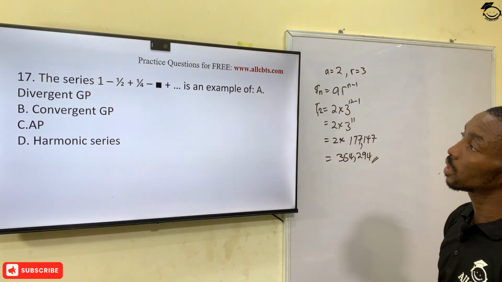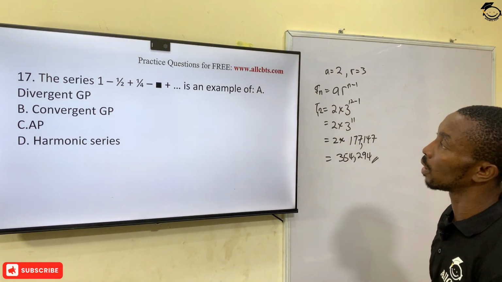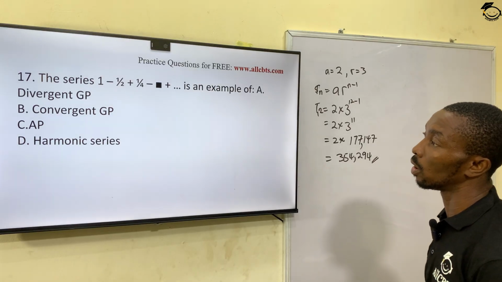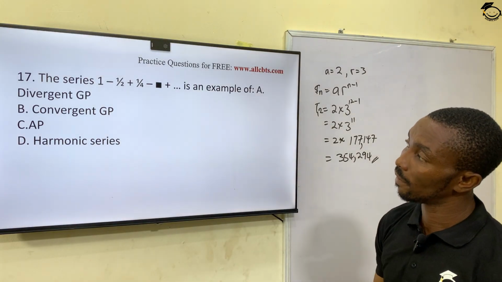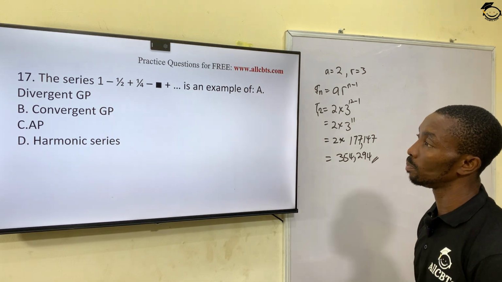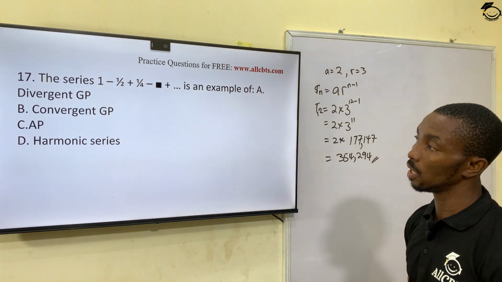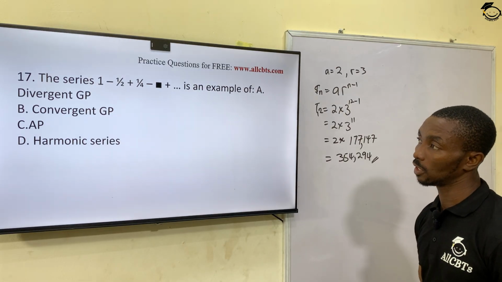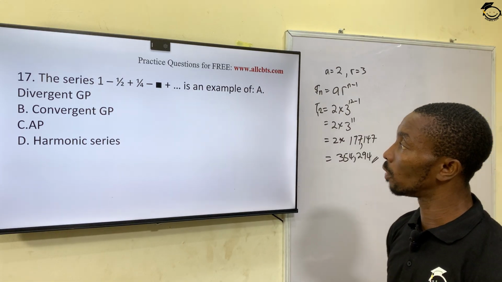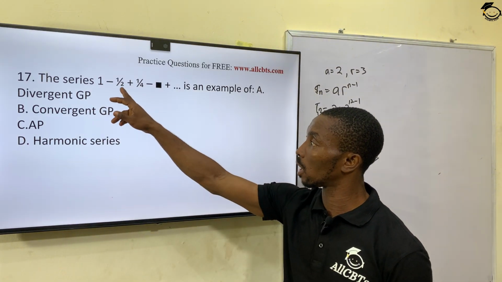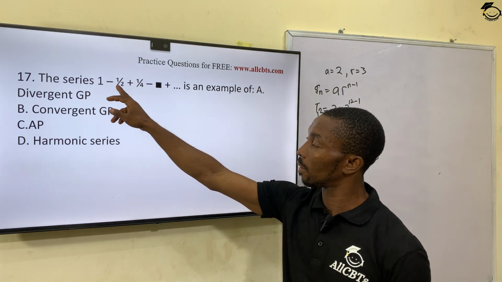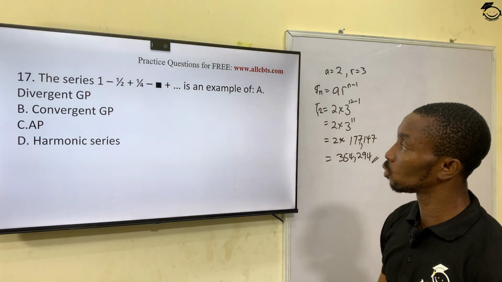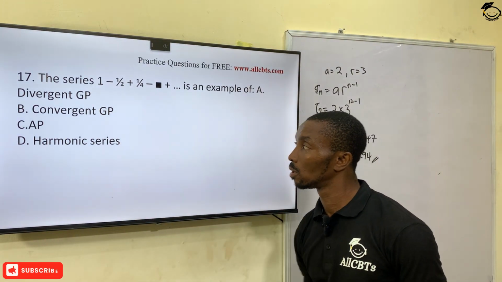Now, this series 1 minus half plus 1 over 4 minus and so on is an example of A, divergent geometric progression, B, convergence, C, AP, D, harmonic. Now, it's not divergent. This is convergent. Why? Because our common ratio R here is less than 1. So that's why it's convergent.